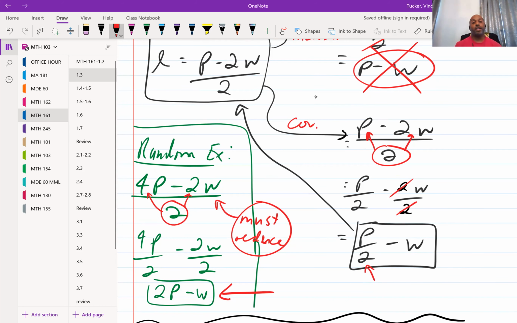So once again, you only do this if the 2 can divide evenly into each one of the numbers that are in your numerator. If not, you can leave it like this, and you don't have to go any further. All right. Make sure we are okay.